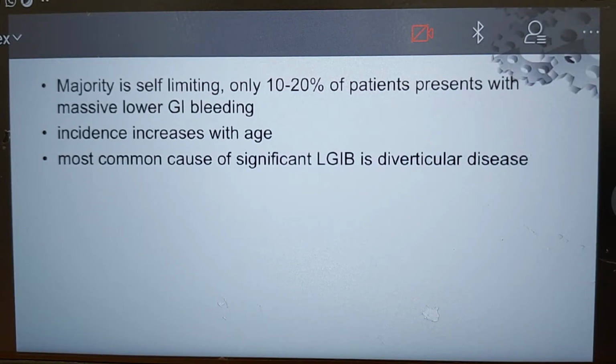Only 10 to 20% of patients will present with massive lower GI bleeding. In cases of lower GI bleed, the incidence increases with age, with the most common cause of significant bleeding being diverticular disease.